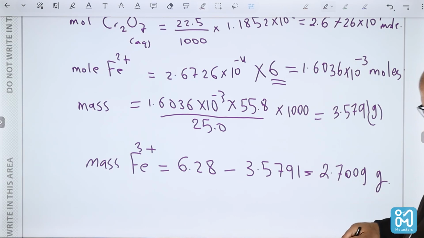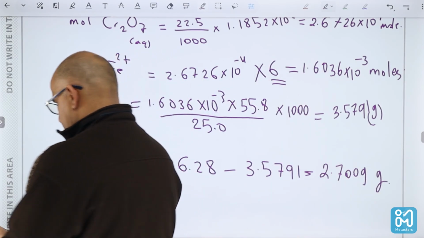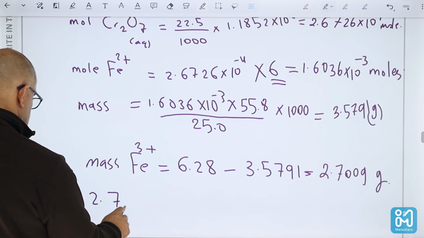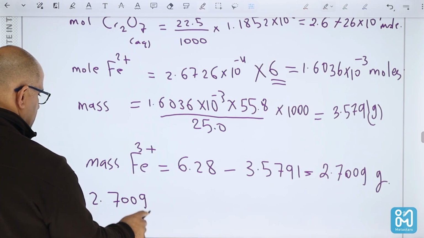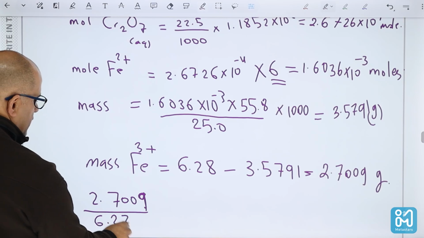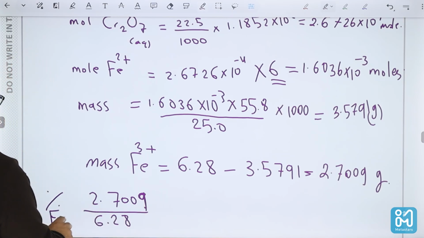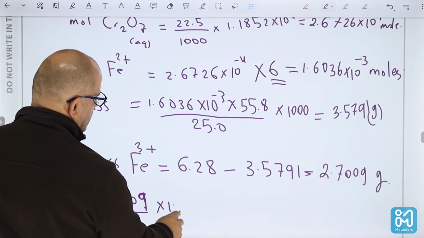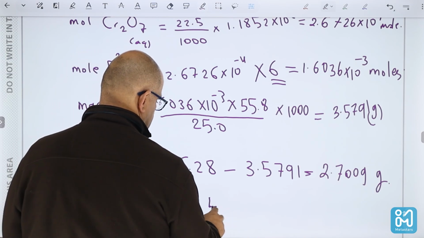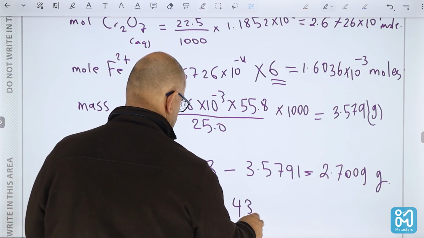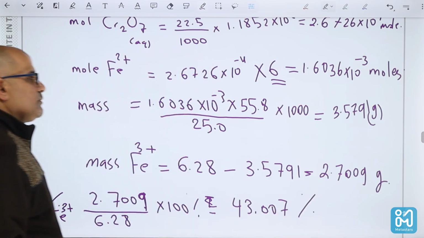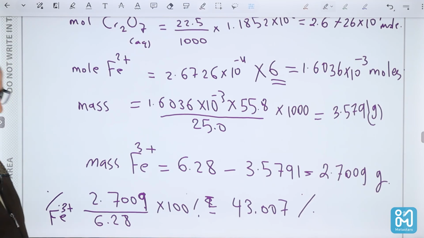Now, the percentage of iron 3 equals 2.7009 over the 6.28 times 100%. That equals 43.007%.